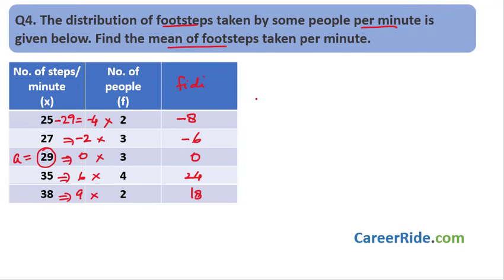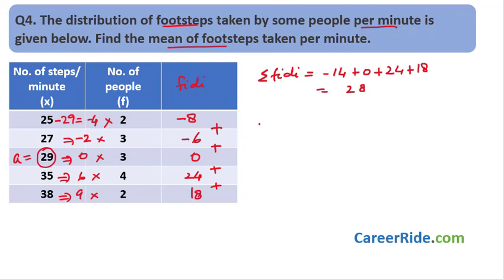But for my purpose, what do I have to do? I have to find the value of sigma fidi, which means I have to add up all of these. So sigma fidi for me becomes minus 8 minus 6 is minus 14, plus 0 plus 24 plus 18. So minus 14 plus 24 is 10. 10 plus 18 is 28.